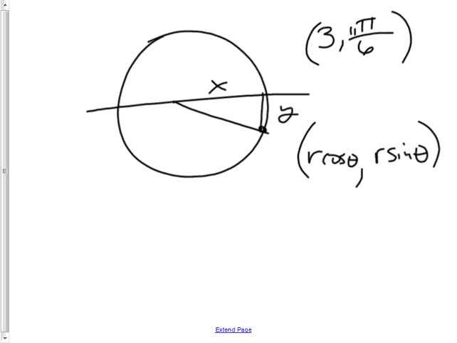Now, what is r? It's 3. So I can put a 3 there. Okay, so it's 3 times cosine theta and 3 times sine theta. Well, what's cosine theta? Cosine of 11 pi over 6. Be careful now. All students take calc.